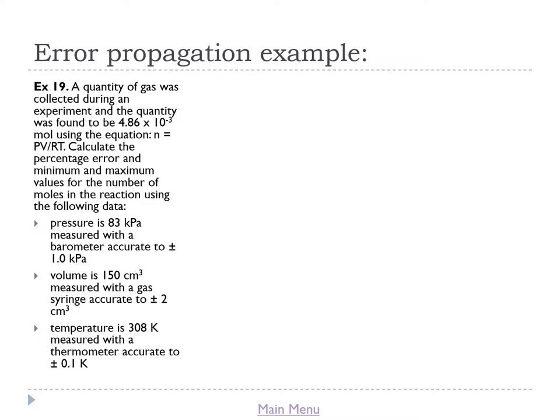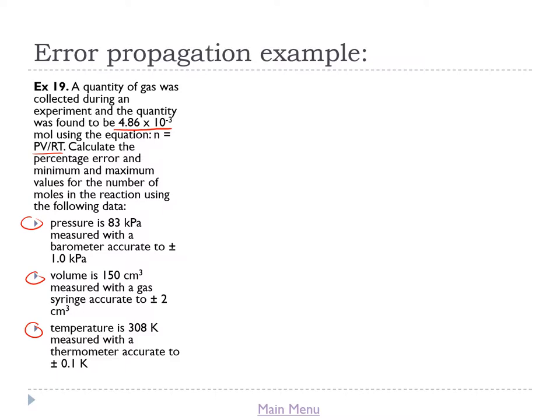Now for a more complicated error propagation example. So in this one, we've got an experiment where it says a quantity of gas was collected during an experiment, and the quantity was found to be 4.86 times 10 to the minus 3 moles using the equation PV, so n equals PV over RT. Calculate the percentage error and the minimum and maximum values for the number of moles in the reaction using the following data. So the data we used was the pressure of 83 kilopascals with a barometer accurate to plus or minus 1.0 kilopascals, a volume of 150 centimeters cubed, with the gas syringe accurate to plus or minus 2 centimeters cubed, and the temperature was 308 Kelvin with a thermometer accurate to plus or minus 0.1 Kelvin.